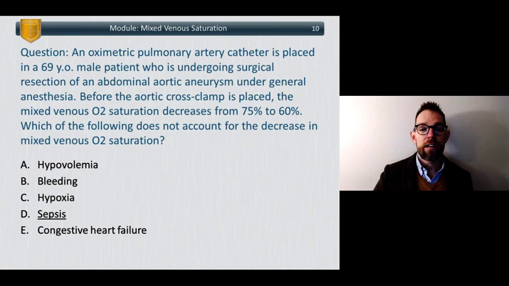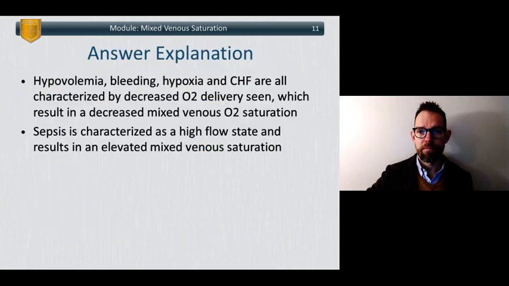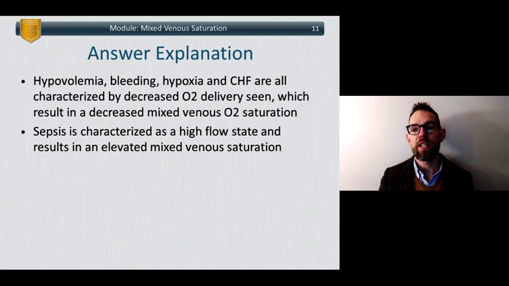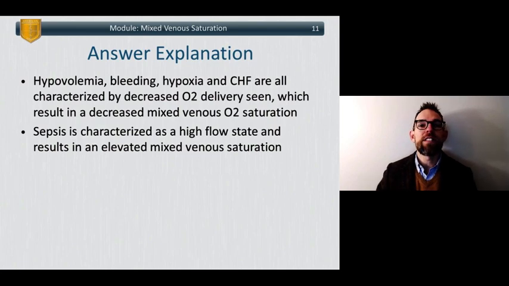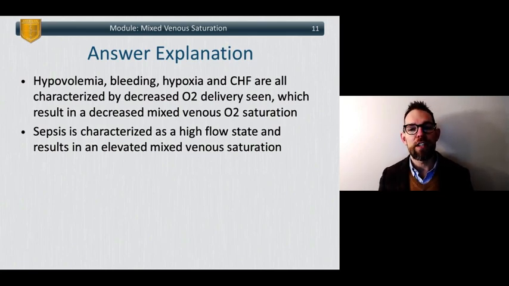Okay, and the answer here is D, sepsis. So hypovolemia, bleeding, hypoxia, and CHF are all going to be characterized by decreased oxygen delivery, which is going to result in a decreased mixed venous saturation. Sepsis is characterized by a high flow state and a peripheral inadequacy of the ability to withdraw or extract oxygen from the arterial blood, which elevates our SVO2. So we get an elevated mixed venous saturation in sepsis.